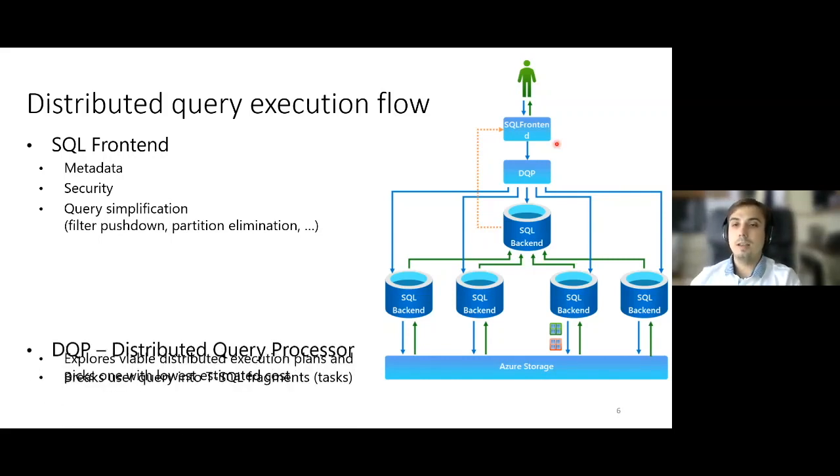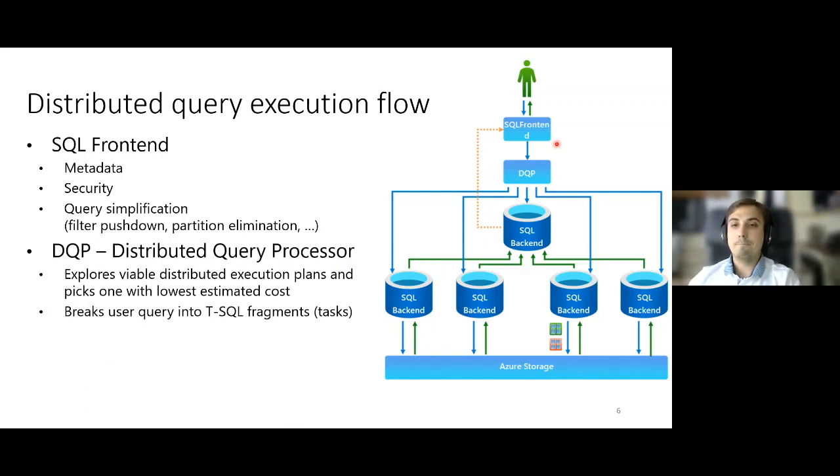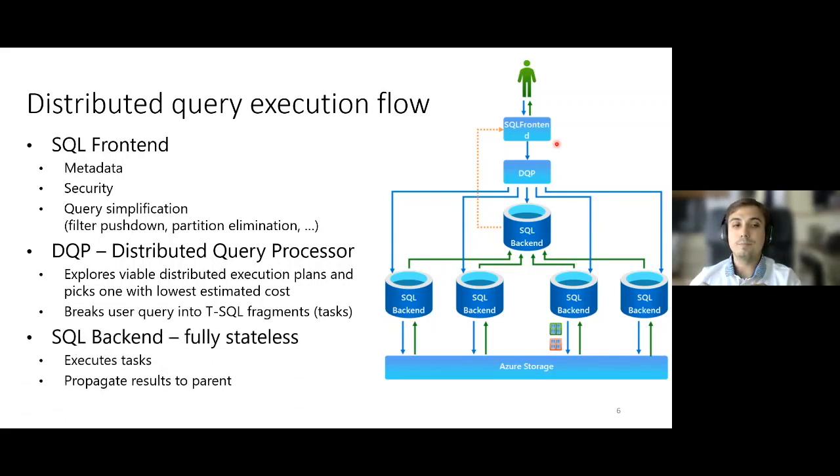The DQP is the distributed query processor. It's the part of the system that explores viable distributed execution plans and picks the one with the lowest estimated cost, the most efficient way, of course. It breaks the user's SQL query into multiple T-SQL fragments, chunks, tasks, however you would like to call them, and they get propagated to the SQL backend. These backends are fully stateless. They execute these tasks, and as soon as they get results, they propagate them back to the parent to merge them and show them to the user.